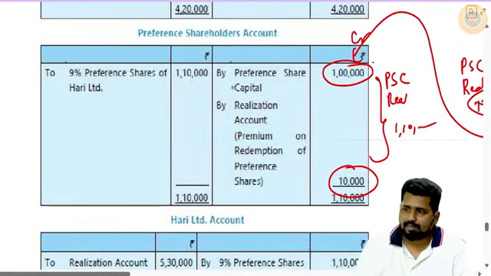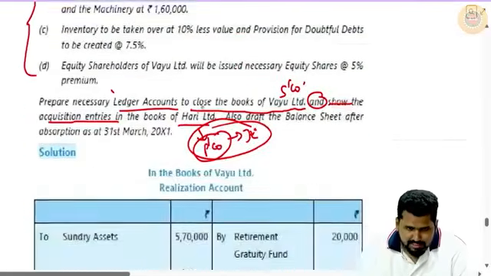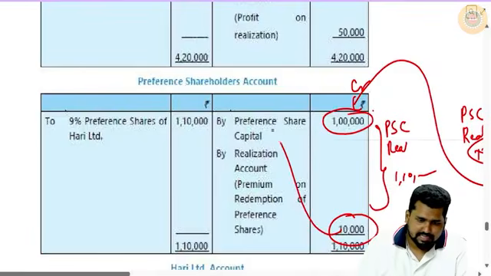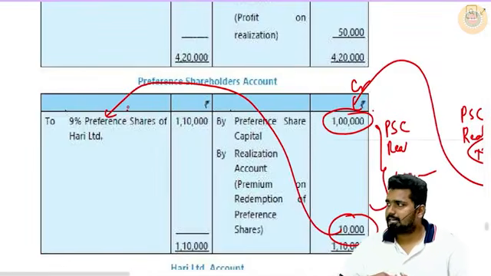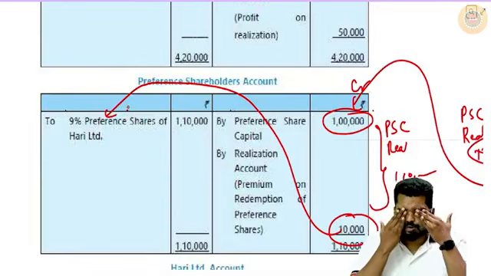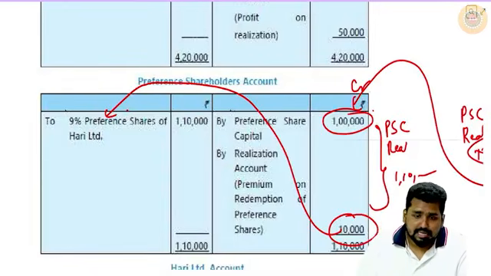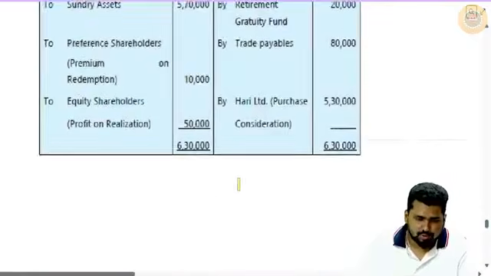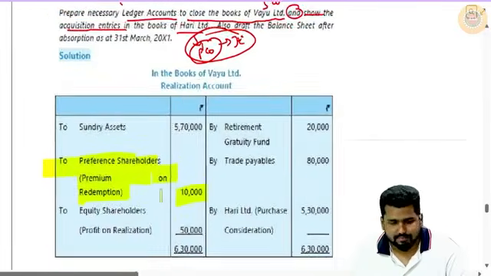Clear? And this was settled by issuing 9% preference shares in Hari Limited. This 1,10,000 is settled by way of 9% preference shares in Hari Limited. What is the journal entry? We will pass preference shareholders account debit to 9% preference shares in Hari Limited. This is done. In the realization account also, we have to show this loss. Loss should be debited or credited? Debited. So go to the realization account, debit. Are you able to see? Clear? This is what we have to understand.